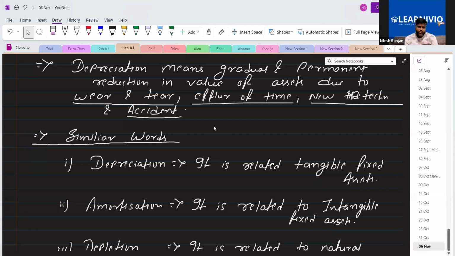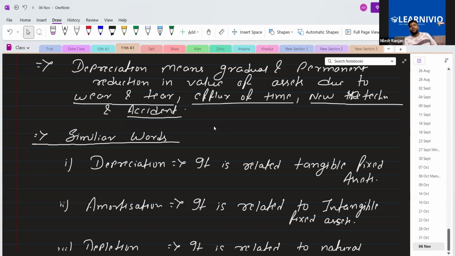So in any case where it is decreasing today and increasing the next day, it is not called depreciation, because it should be permanent reduction in value of assets due to wear and tear. Means due to use. When you use, then wear and tear happen. And efflux of time means time gap after 2 3 years of purchase. If you want to sell any assets, you will not get the same value. Like if I have a bike that I purchased in 2019, I think, and I go to sell it in the market, I will not get the same value.